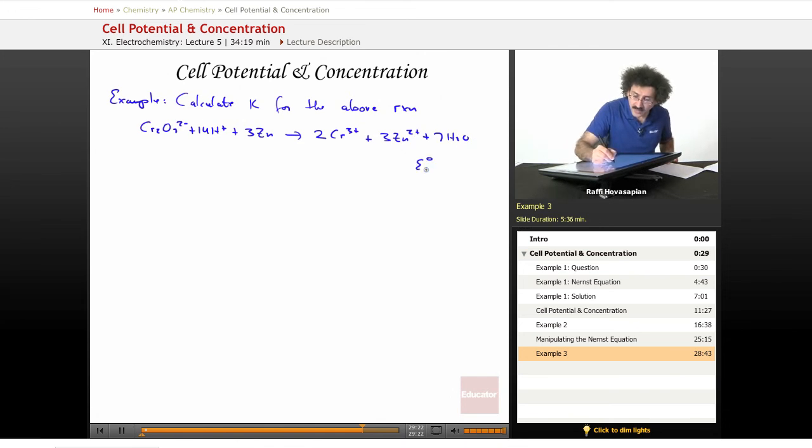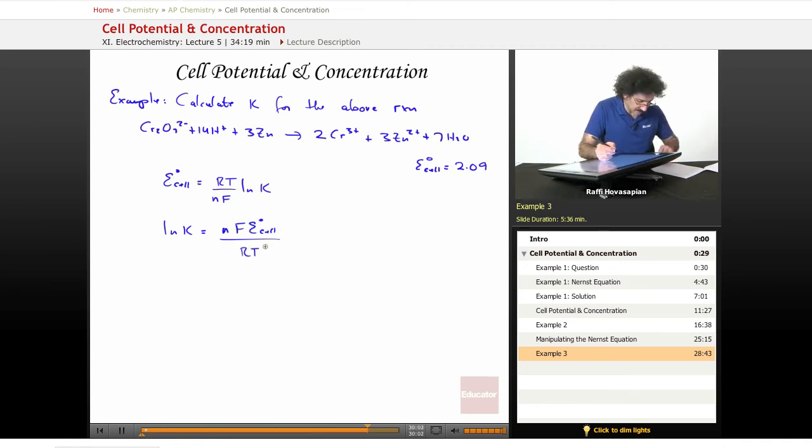And the standard cell potential for this is equal to 2.09 volts. So 2.09, not 2.11. 2.11 was the cell potential under non-standard conditions, with the different concentrations. We're using standard. So we said that the standard cell potential is equal to RT over nF ln K. So we get ln K, sorry, I flipped them around, equals nF E standard cell divided by RT.